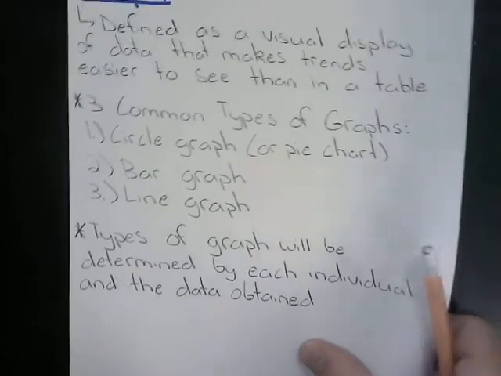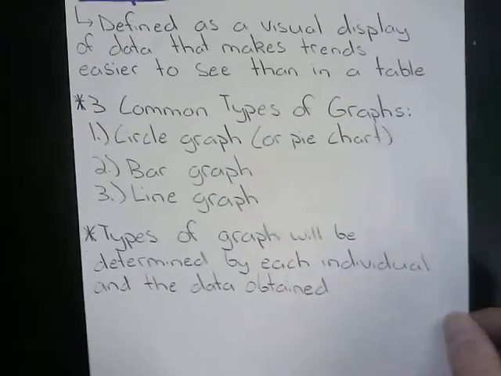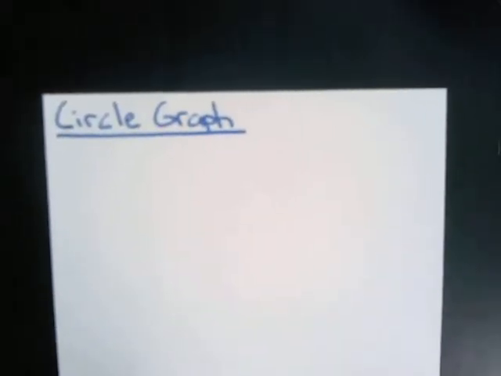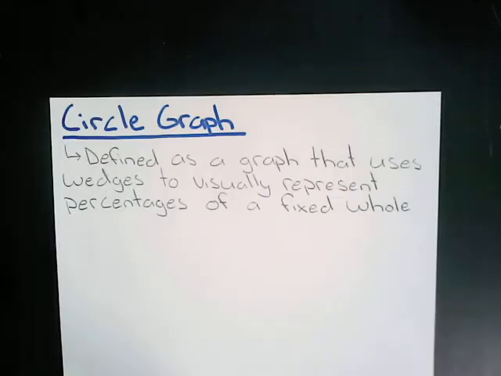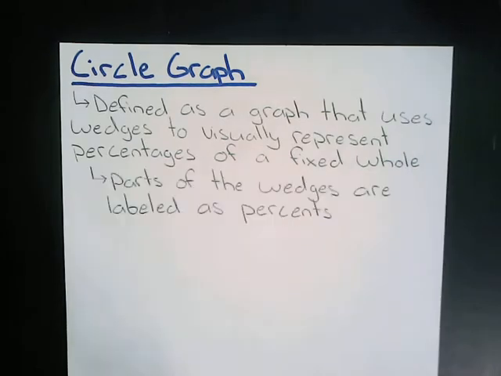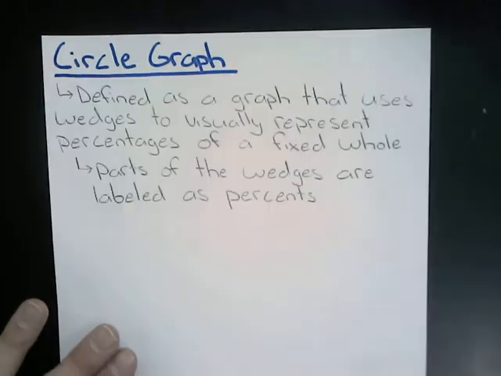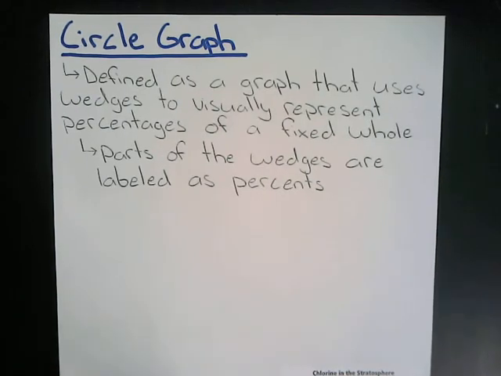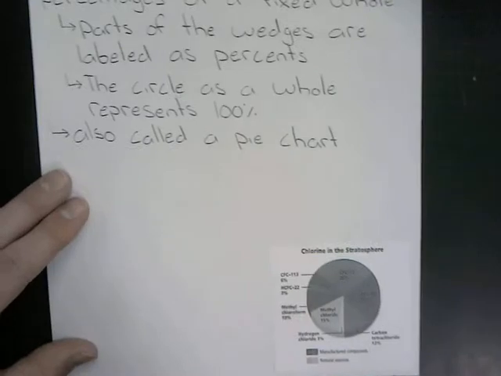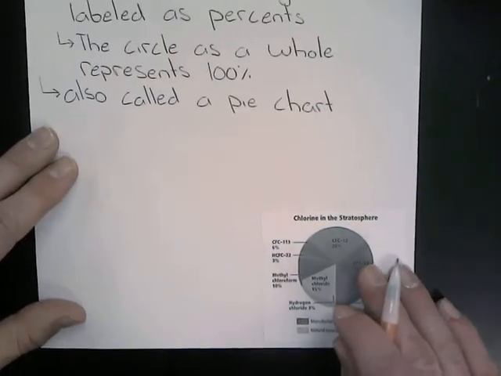Okay, so let's get into details about the first graph here, the circle graph. So the circle graph is defined as a graph that uses wedges to visually represent percentage of a fixed whole. These parts of the wedges are labeled as percents. And the circle as a whole represents 100%. And a circle graph can also be called a pie chart. Okay, so a pie chart or a circle graph would look like this.